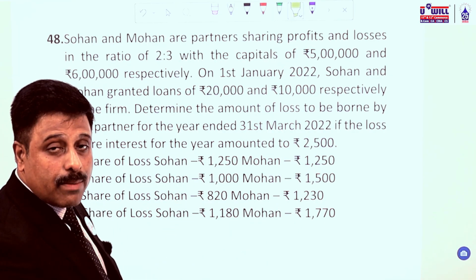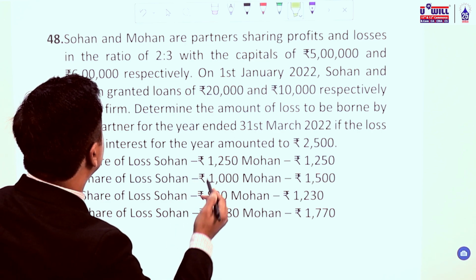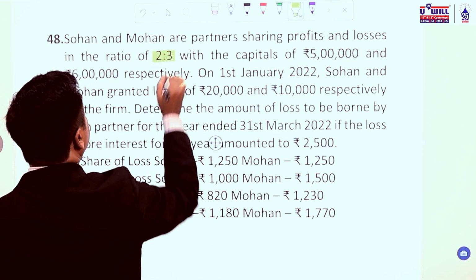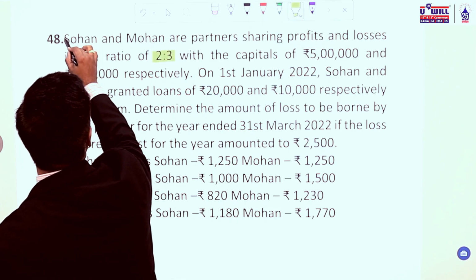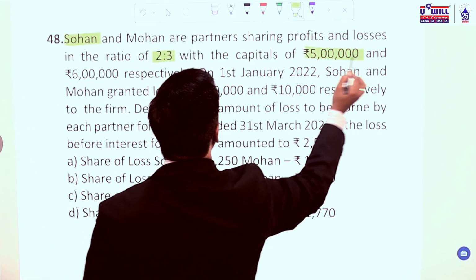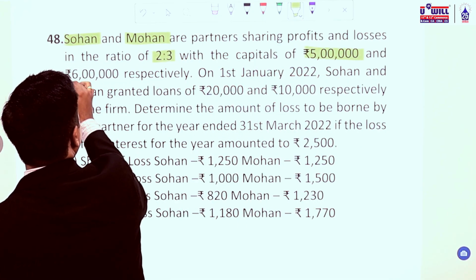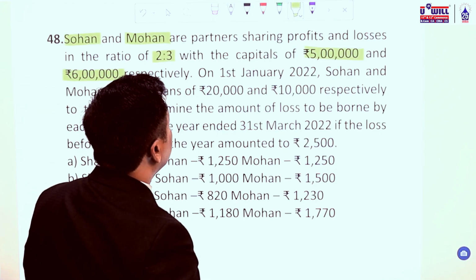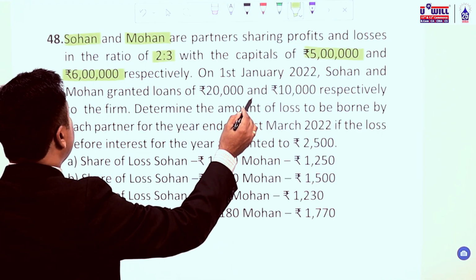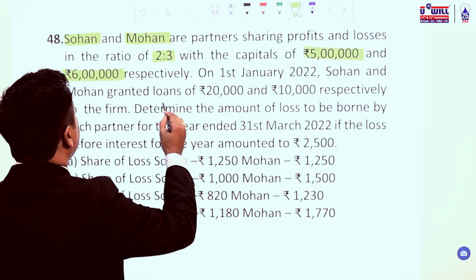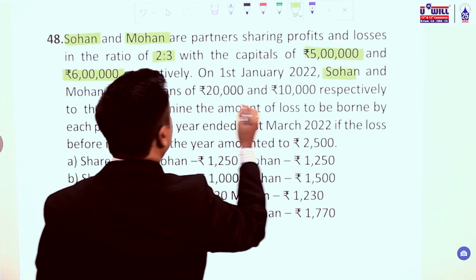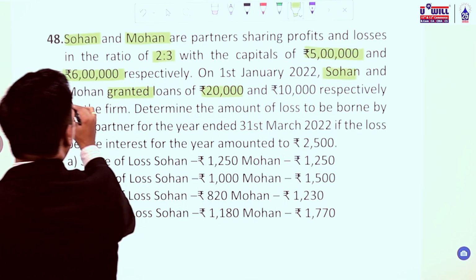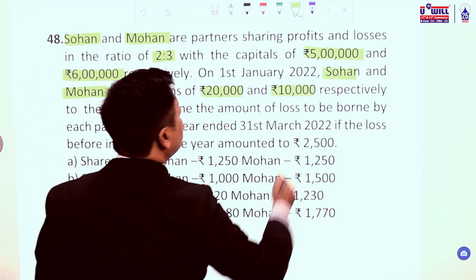Sohan and Mohan are partners sharing profits and losses in the ratio of 2:3 with capitals of 5 lakhs and 6 lakhs respectively. On 1st January 2022, Sohan gave a loan of 20,000 to the firm and Mohan gave a loan of 10,000.